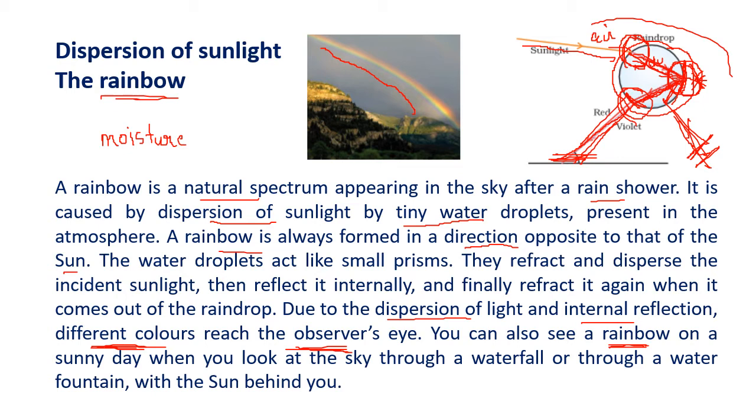So to understand the rainbow, we have to understand refraction and total internal reflection. So remember this topic, total internal reflection, because light is going from water to air, and because of the angle of incidence which is greater than the critical angle, there is total internal reflection. So remember the formation of the rainbow.